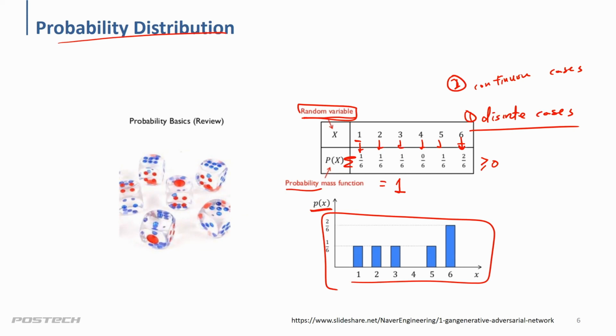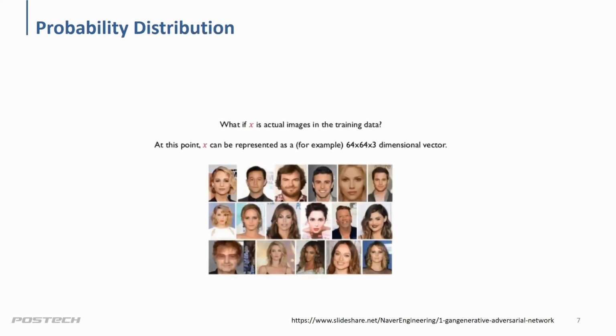We call it probability density functions, or probability mass functions. If it's discrete, it's a mass; if it's continuous, then we call it density. That's something that you're supposed to learn from probability theory. Then let's see.